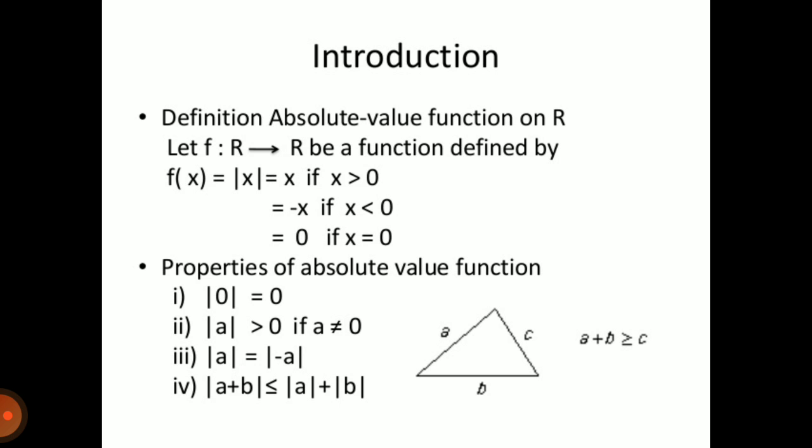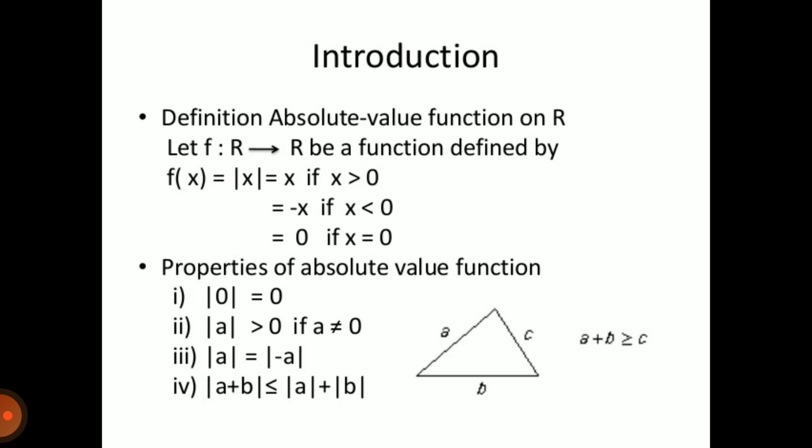Now we have to talk about the properties of the absolute value function. First property, mod of 0 is equal to 0. Second property, mod of a is greater than 0 if a is not equal to 0. Third property, mod of a is equal to mod of minus a. That means it doesn't change the value: mod of a is always equal to mod of minus a. And fourth, mod of a plus b is less than or equal to mod of a plus mod of b.